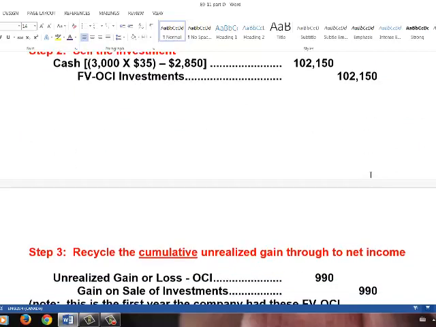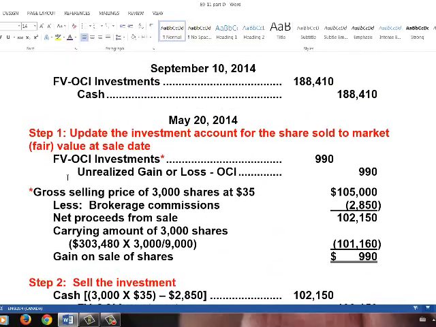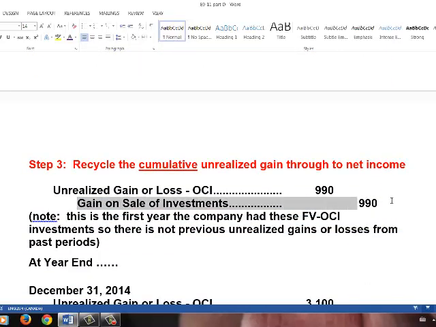So now we have to recycle the cumulative unrealized gain or loss, in this case gain, through to net income. So we credit the gain account and debit the unrealized gain or loss. In other words, we're removing it from the unrealized gain or loss. So we're taking it out of here. So we have to debit it, and then we're crediting it to put it through net income. All right. So that concludes this piece.